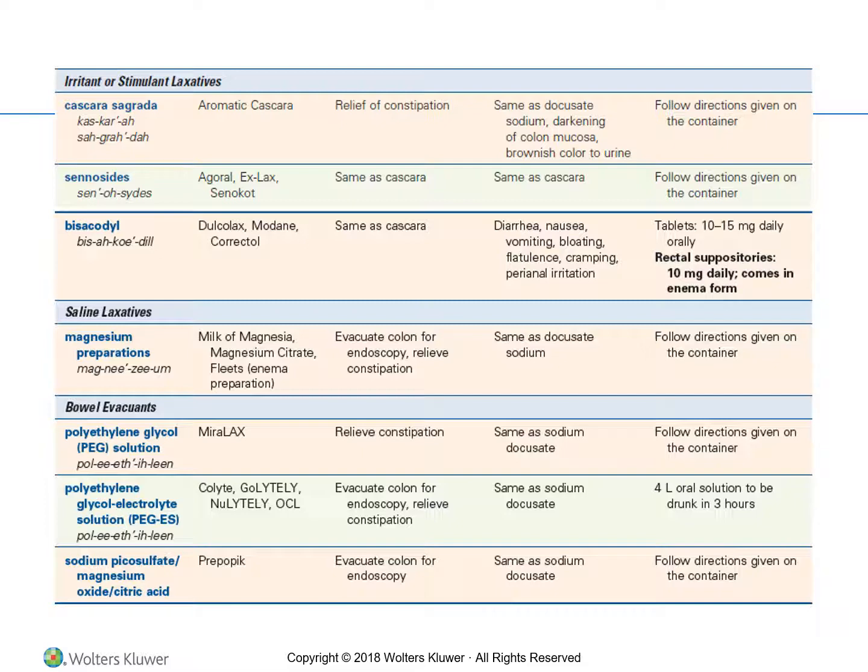Saline laxatives also work by moving fluid within the bowel. So they have a sodium type component, and you know what follows sodium. Hopefully you say water at this point.